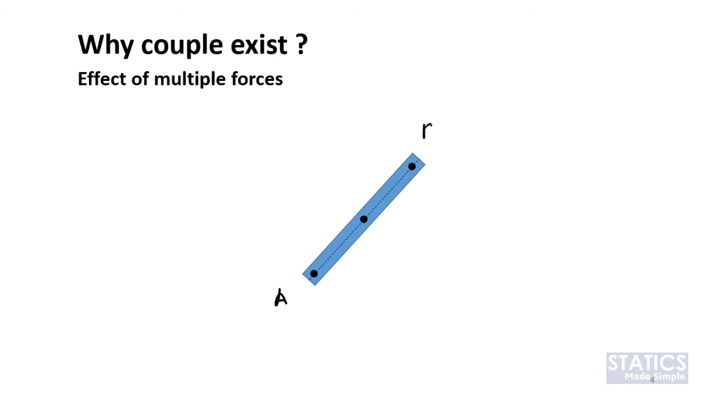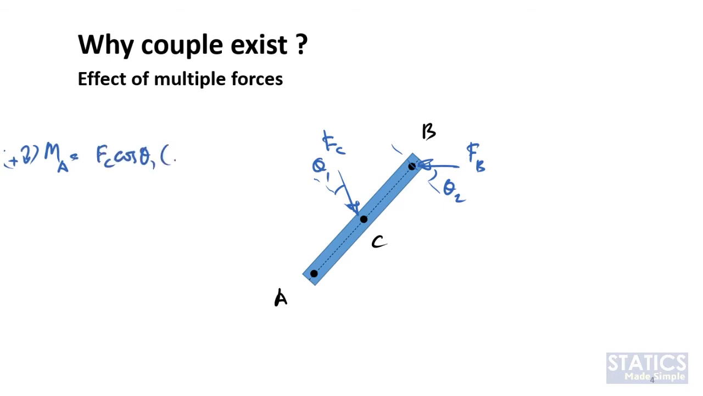Let's say A, B, and C. If we apply FB at an angle of theta 2, and another FC at an angle of theta 1, we still get the same moment at A, which is FC cos theta 1 times AC minus FB cos theta 2 times AB. We still get the same moment. And this moment is not 0. Why is it not 0? Since both of them are not passing through point A. Non-zero. This is clear.